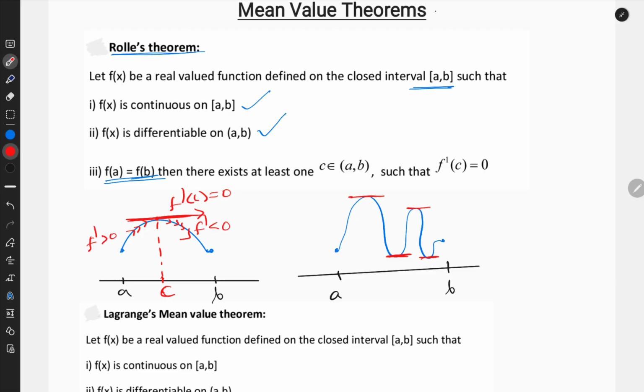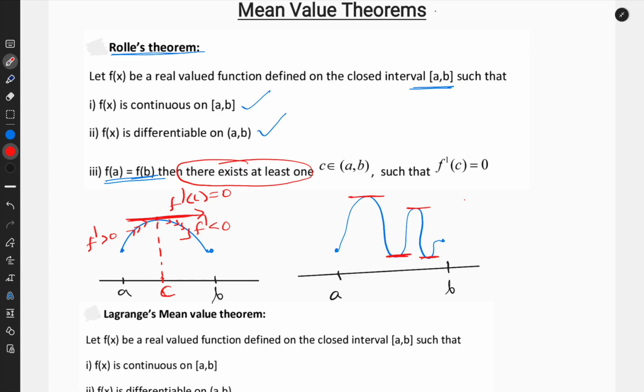So the statement of Rolle's theorem says that if f(a) and f(b) are equal and f is continuous and differentiable, then there exists at least one c. You may have more than one, you may have 2, 3, 4, 5 like that also. This is the statement of Rolle's theorem.